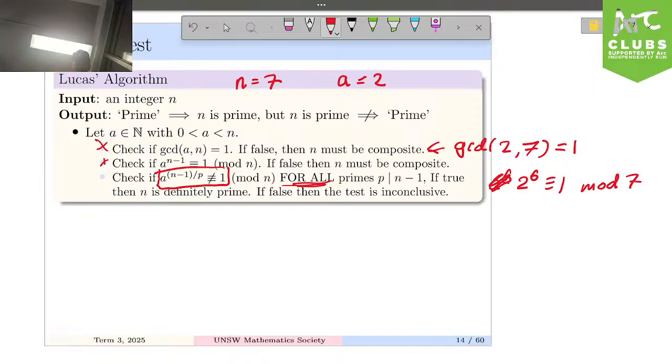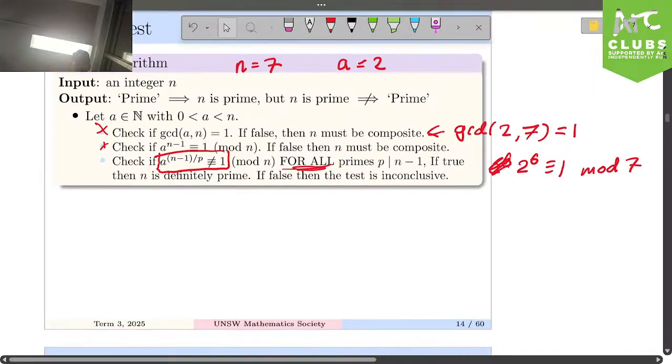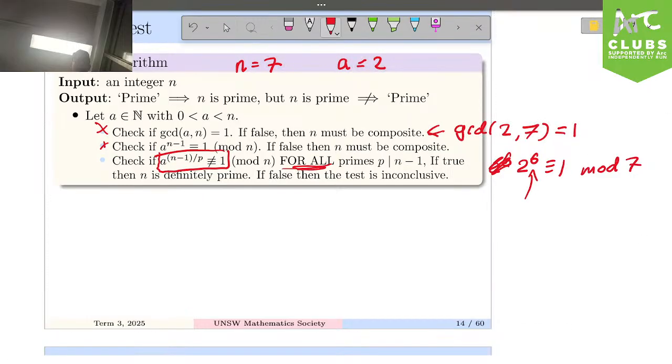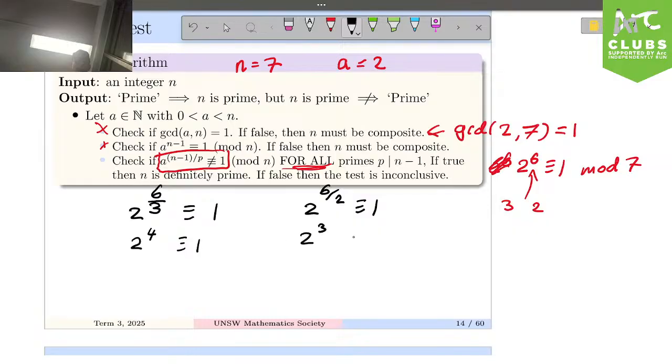So we go into the third thing that we need to figure out. I'm going to look at the prime factors of 6. So prime factors of 6 are 3 and 2. Then I'm going to look at this equation and say, 2 to the 6 divided by 3, is that equivalent to 1? And 2 to the 6 divided by 2, is that equivalent to 1? So 2 to the 6 divided by 3 is 2 to the 4, and this is 2 to the 3. Is that equivalent to 1 mod 7?